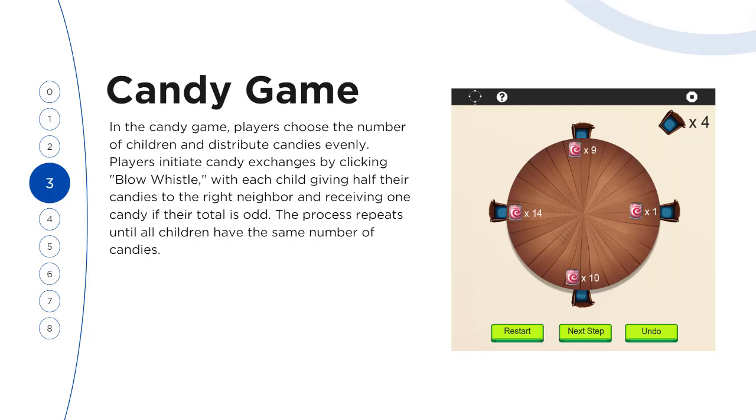This is a very simple game. You act like a teacher. There are children around a round table, and whenever you blow a whistle, or whenever you click the next step button in our case, the children will give half of their candies to their right neighbor, and we simply repeat this process until all children have the same number of candies. This is just a mathematical explanation. This has a very interesting geometric explanation as well. I'll be incorporating all of that theory into the activity as well.